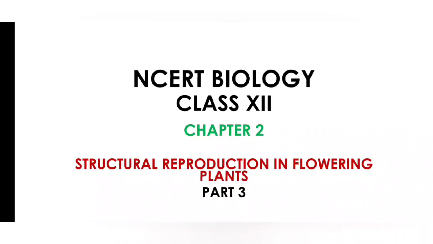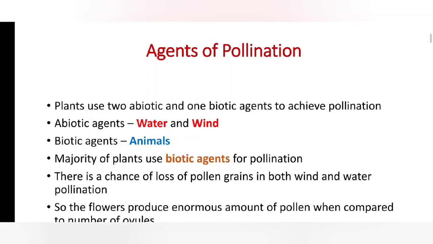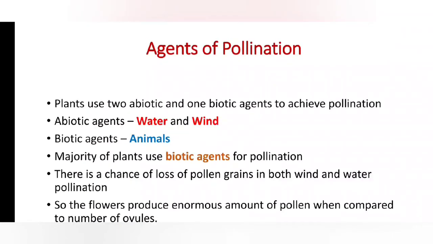Now come on, let us move on to this lesson. Agents of pollination. Plants use two abiotic and one biotic agents to achieve pollination. Here the abiotic agents are water and wind. Biotic agents, animals. Abiotic agents means non-living agents. Majority of plants use biotic agents for pollination.